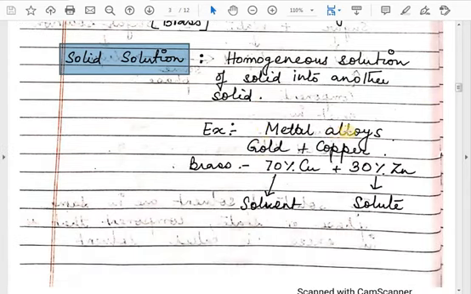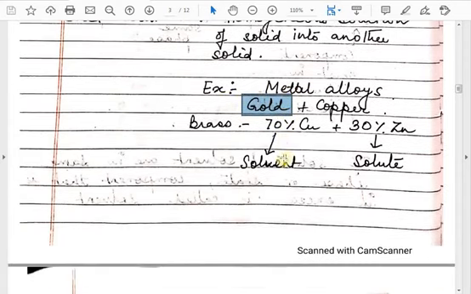Examples of metal alloys: one is gold plus copper. Gold is generally the solvent, and copper in small quantity is mixed with gold. So it is the gold plus copper alloy. In the case of brass, 70% copper is the solvent and 30% zinc is the solute.